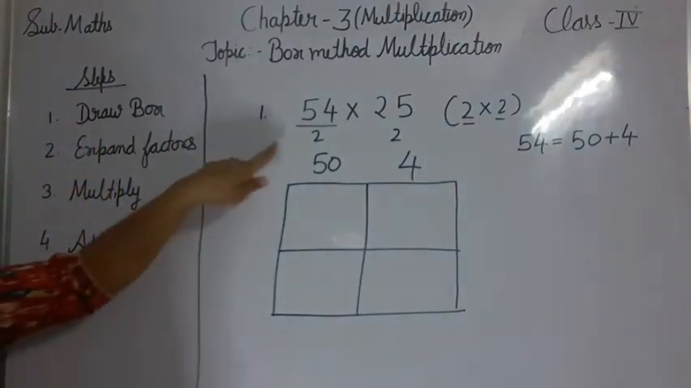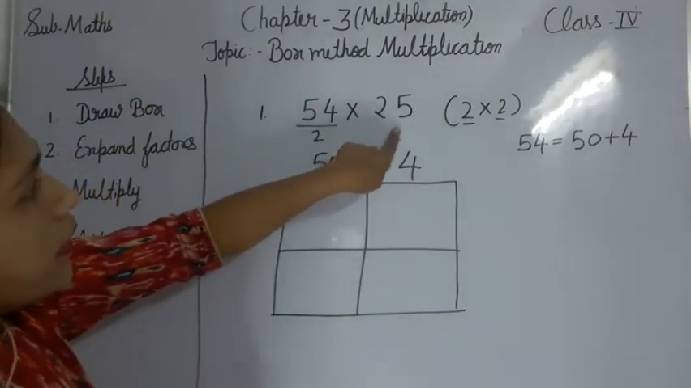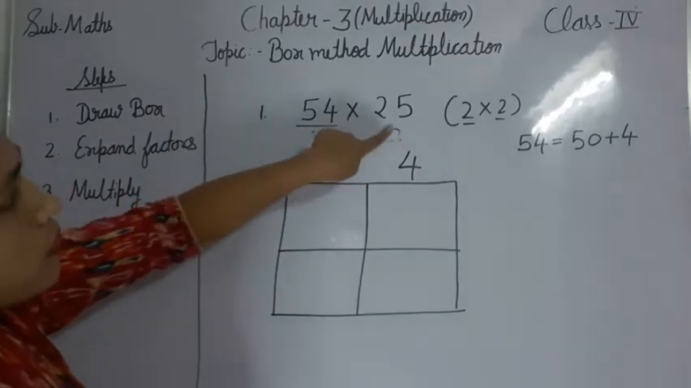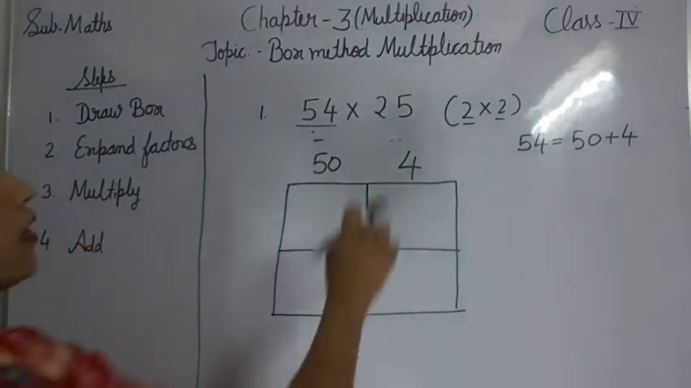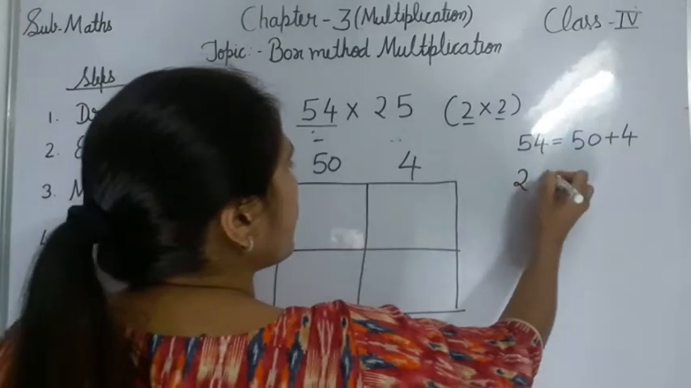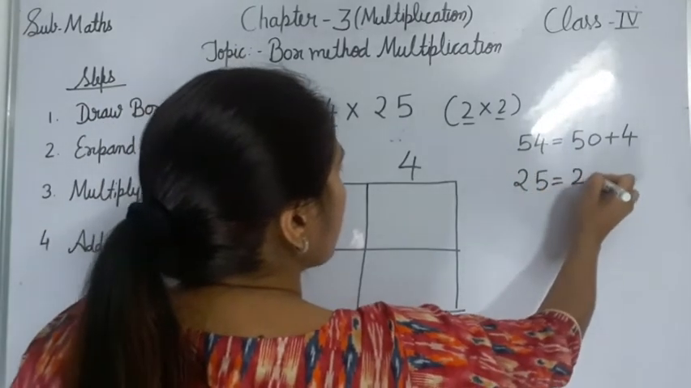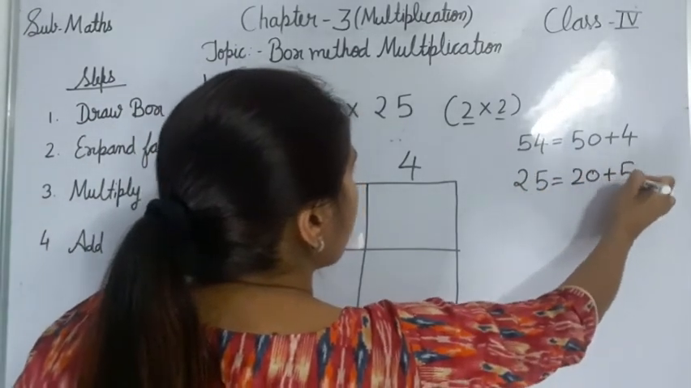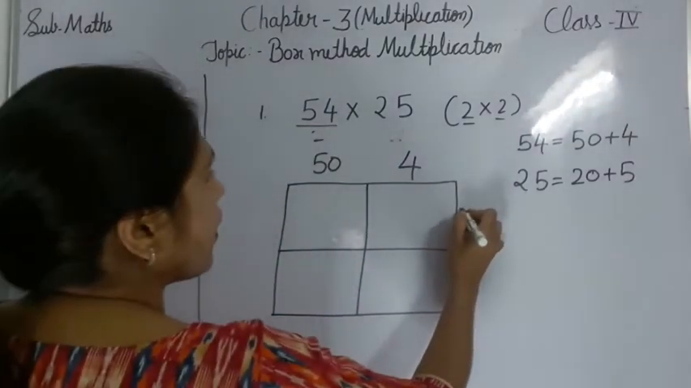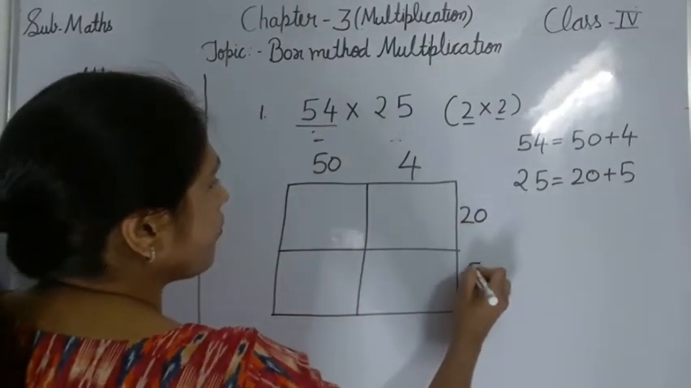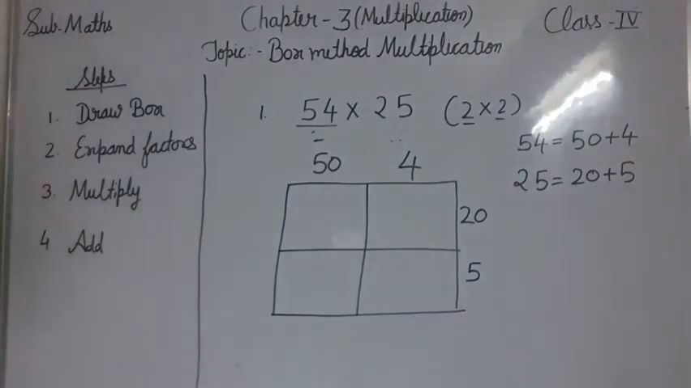Clear? Now see the second number. What is the second number here? 25. Yes, the second number is 25. The expanded form of 25 is 20 plus 5. So here I will write 20 and 5. Clear? Till here it is clear. Now what is the third step? Multiply. Now we'll do the multiplication.